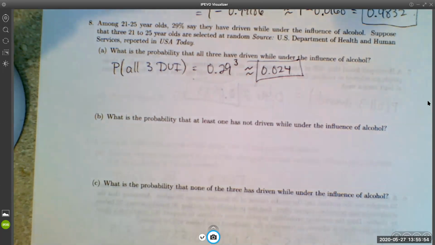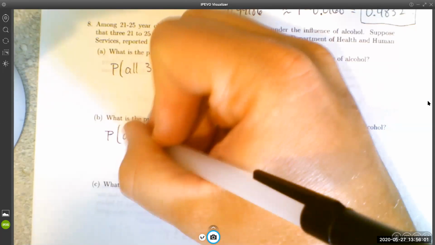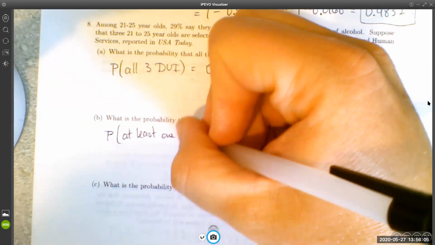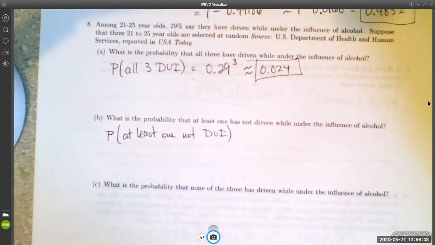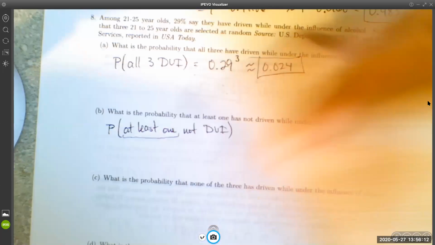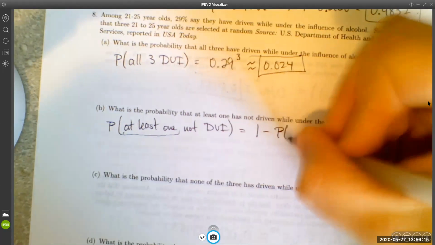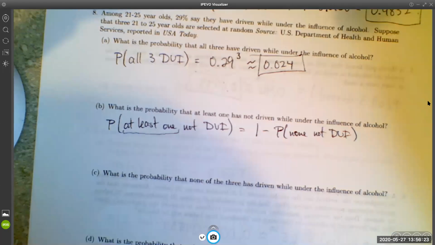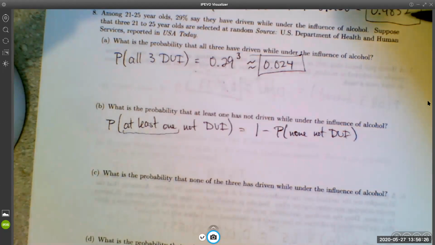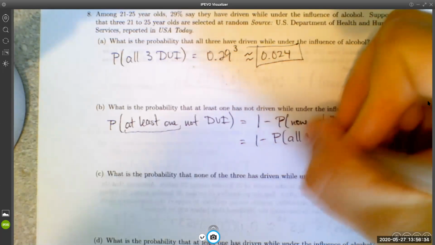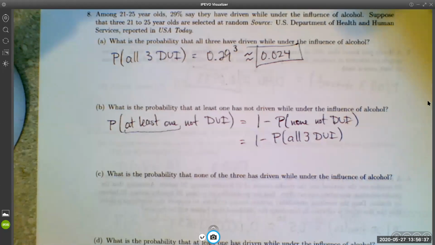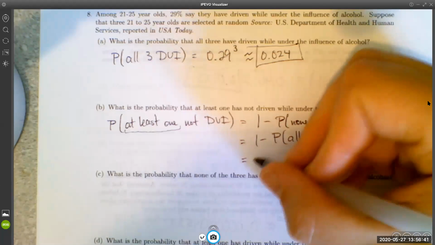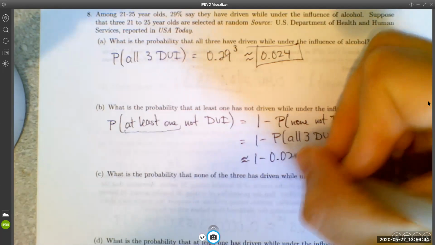Part B, what's the probability that at least one has not driven while under the influence of alcohol? Well, there's that phrase again, at least one. The complement of at least one is none. So this is 1 minus the probability that none of them have not driven under the influence. And there we have this weird double negative. But if you're saying that none of them have not driven under the influence, then that's the same thing as saying that all three of them have driven under the influence. So this is 1 minus the probability that all three have driven under the influence. And that happens to be the probability that we computed in part A, right? So that's approximately 1 minus 0.024.